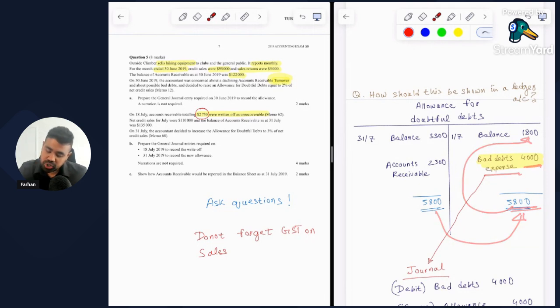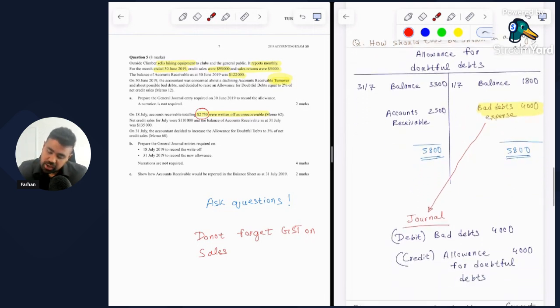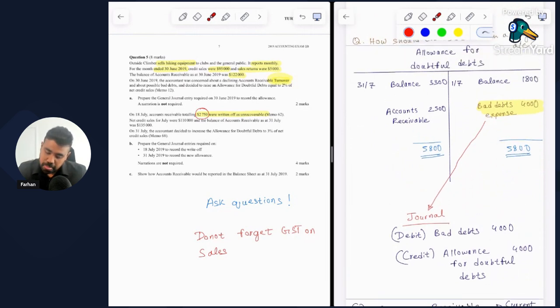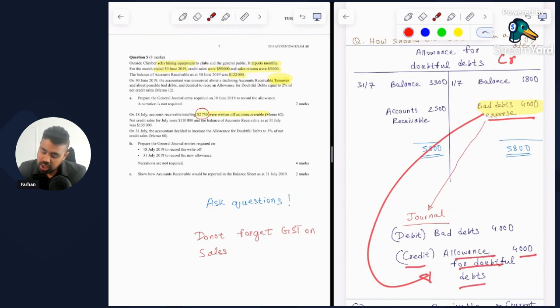Now, how should we generalize this? Again, this can be generalized based on the fact that the allowance for doubtful debts account is being credited by the bad debts as the cross-reference. So that is what you can see here. Credit allowance for doubtful debts by 4,000 and debit bad debts by 4,000. So this basically means that you are increasing your allowance by $4,000 based on all the calculations that you've run for the month of July 2019.